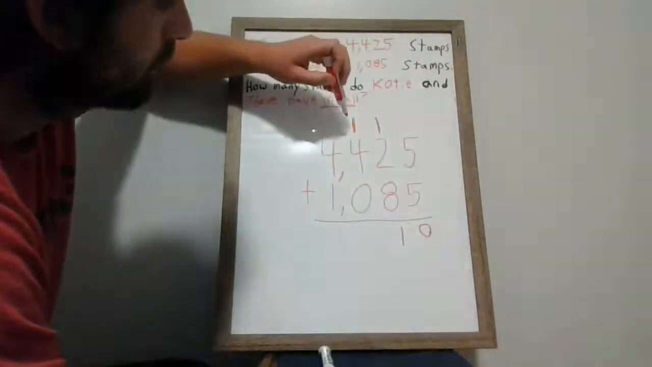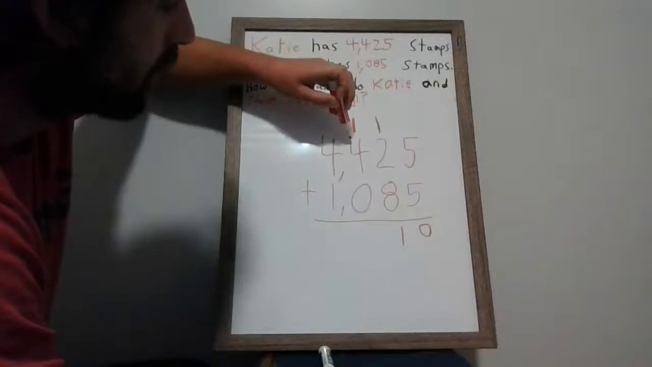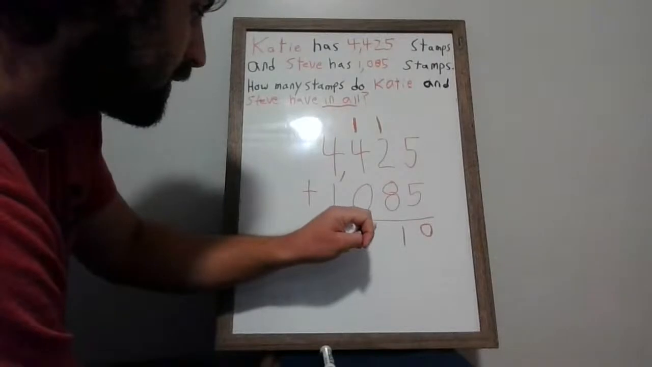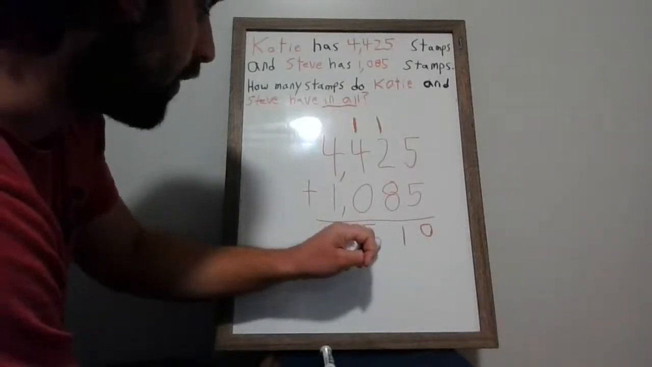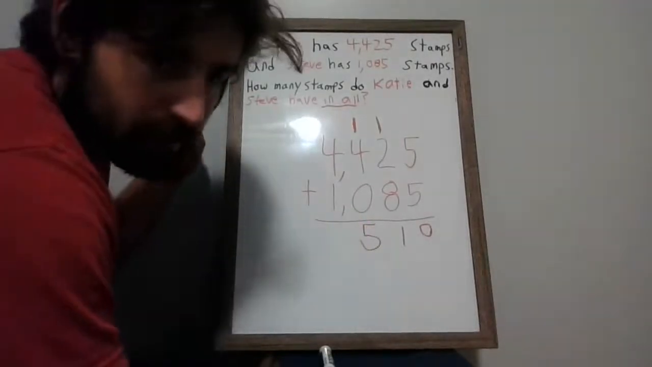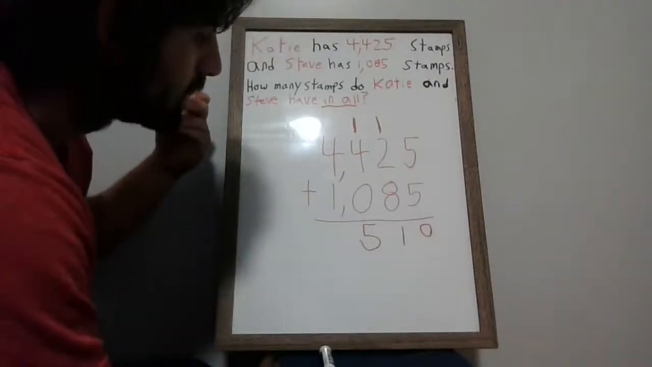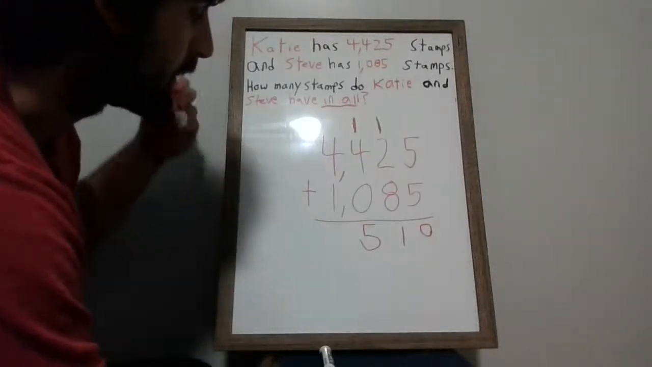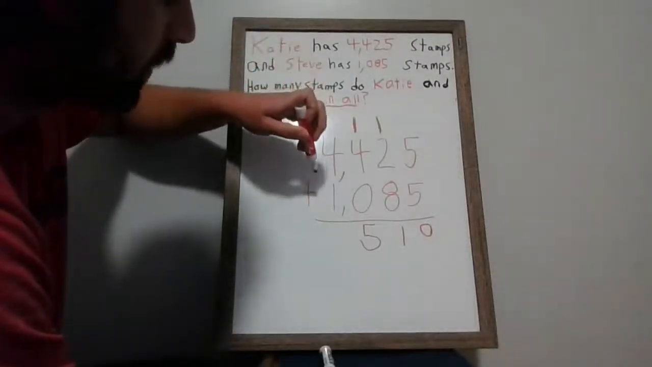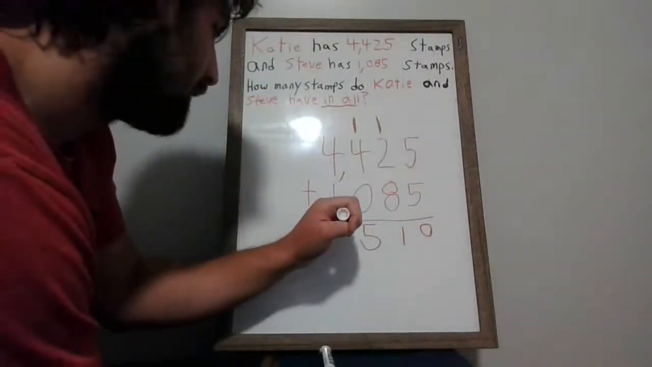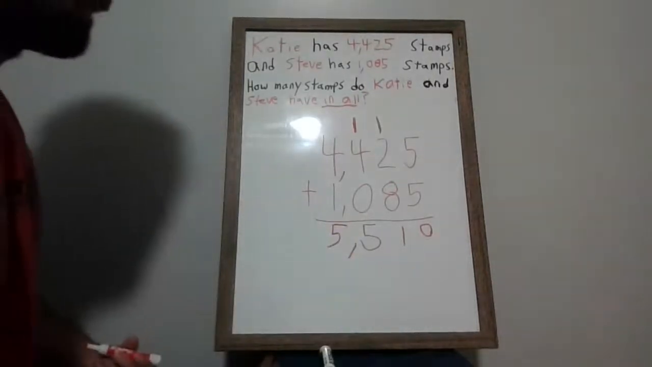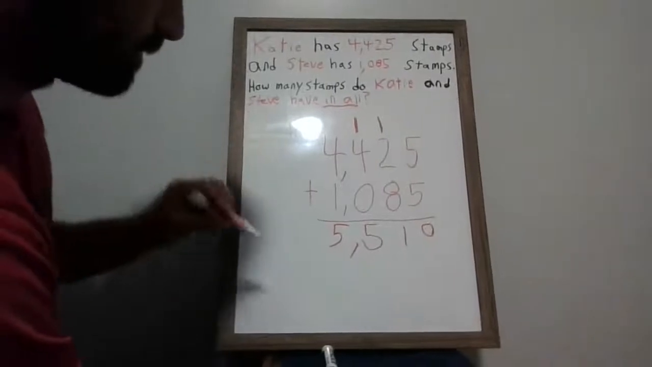So hundreds place now, 1 plus 4 is 5, plus 0 is 5. Notice hundreds place, we did not need to regroup. Why? Because the sum was 9 or less. The sum was only 5 here, so we did not need to regroup in the hundreds place. All right, 4 plus 1, also 5. So our answer is 5,510.